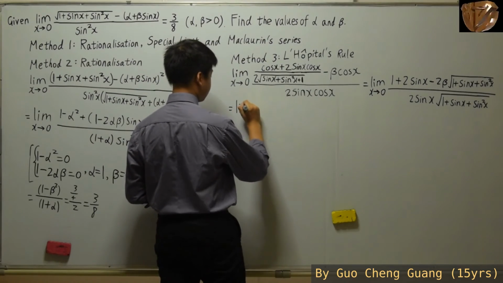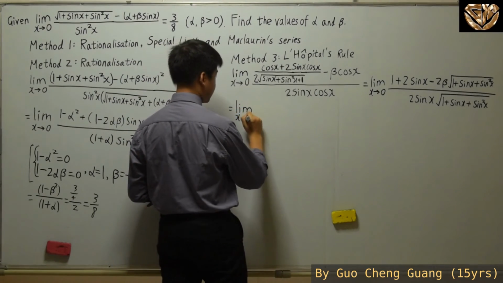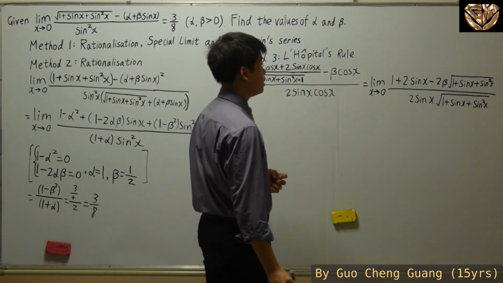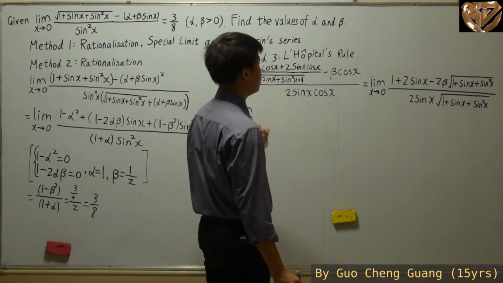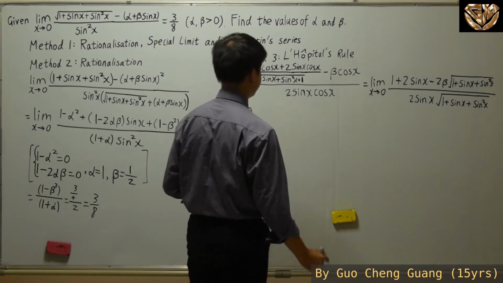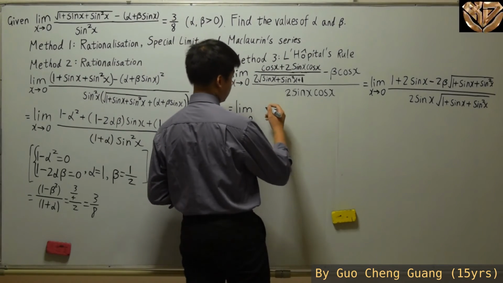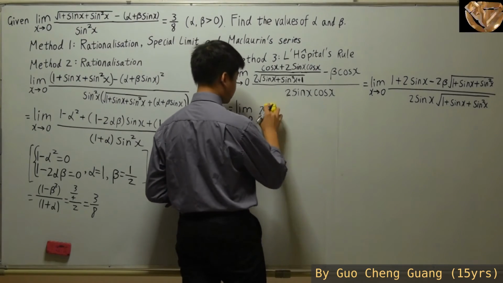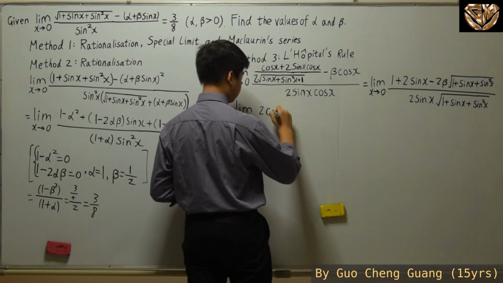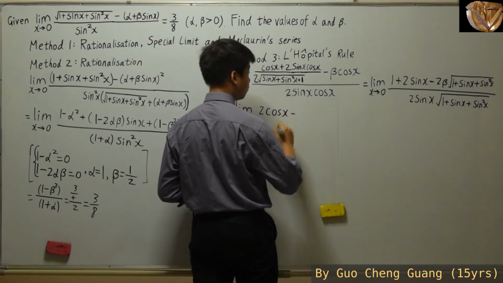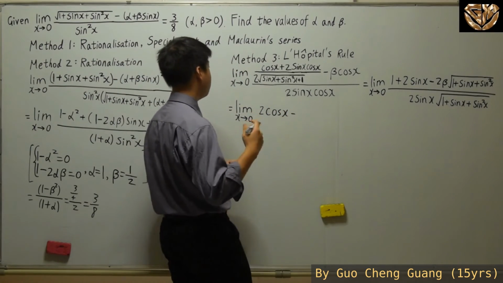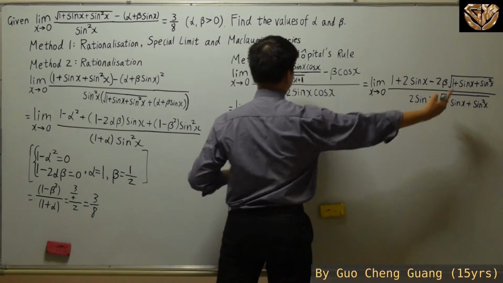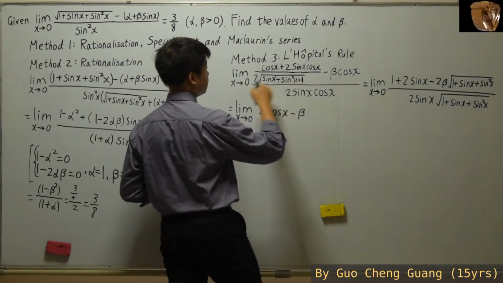So with that, limit x approaches 0. What you're going to see now is essentially L'Hopital's rule for a second time. 1 becomes 0, 2 sine x becomes 2 cosine x, then minus 2 beta, so beta remains on the outside. This part behind differentiated is just whatever you see over here.